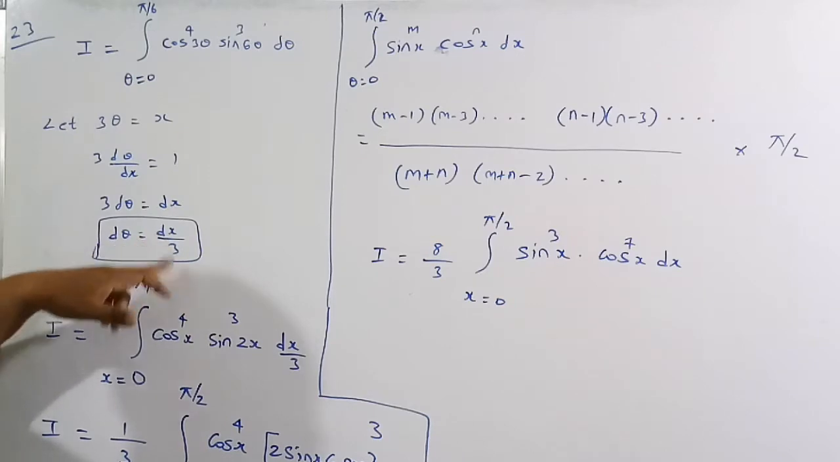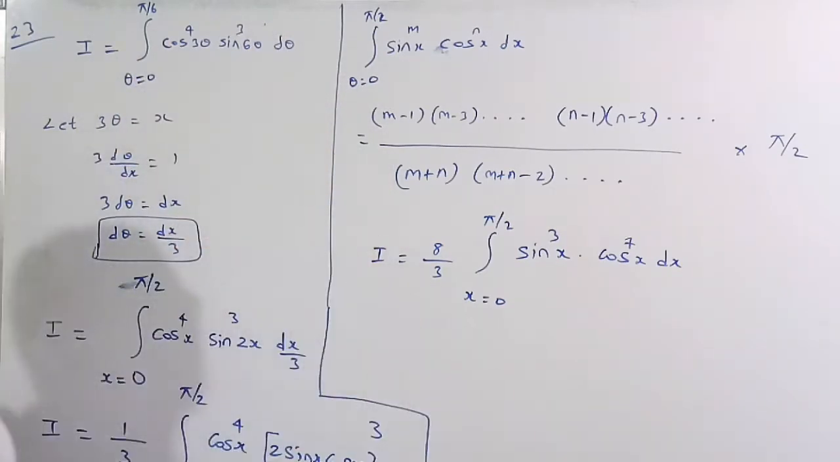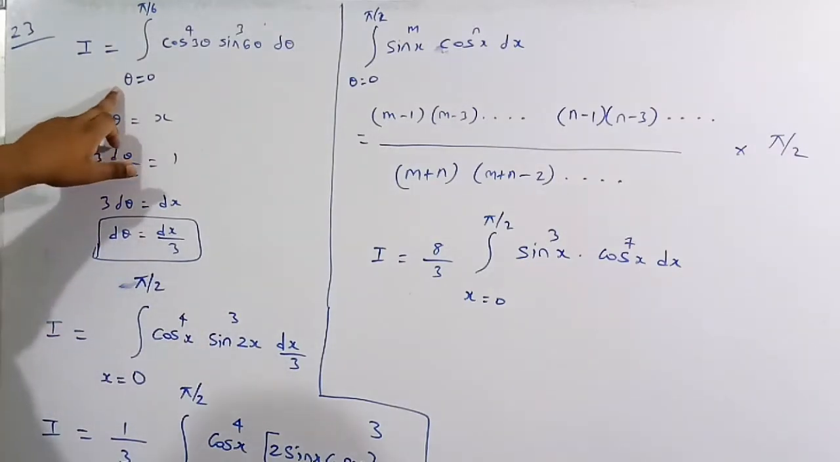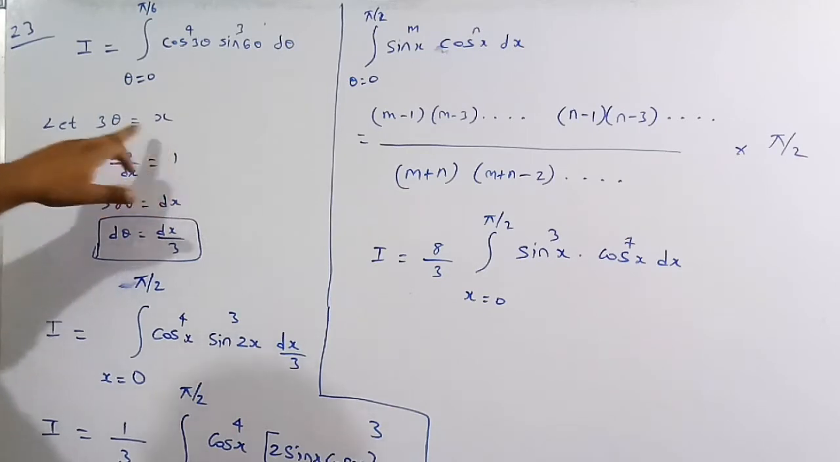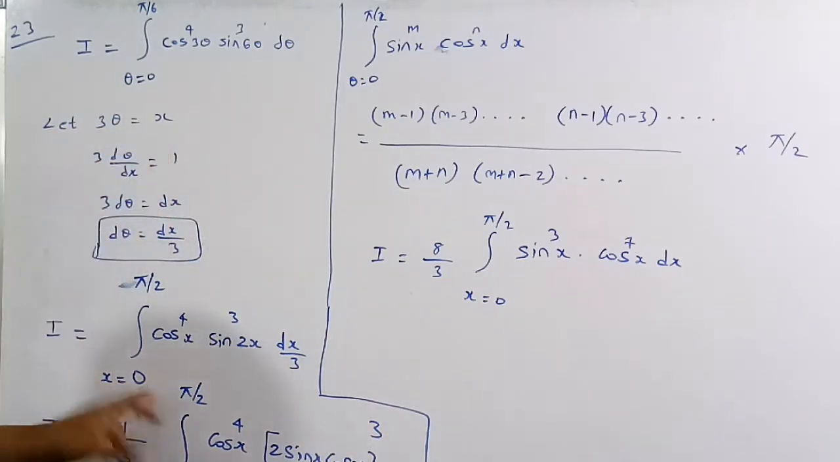So d theta is equal to dx by 3. So I want to convert all this theta in terms of x. Therefore, when theta is equal to 0, what is the value of x I need to know. So 3 into 0 is equal to x. So x is equal to 0.